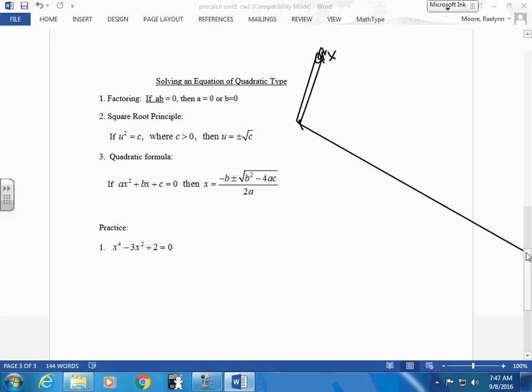So your quadratic type is your ax squared plus bx plus c. Now, we have a couple of different ways you can do this. Factoring is one way to solve. Whenever you see your x squared, get everything to one side. That's a must. Just get everything to one side, set it equal to 0.